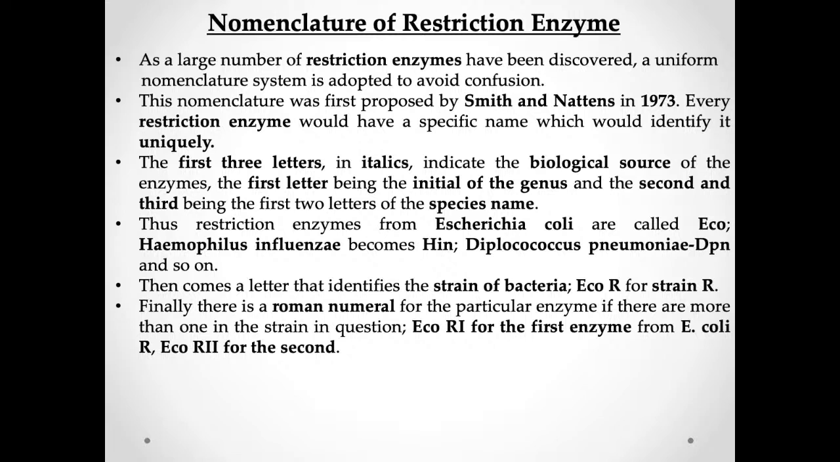Thus restriction enzymes from E. coli are called Eco, from Haemophilus influenzae it's Hin, and Diplococcus pneumoniae is Dpn, and so on. Then comes the letter for the strain of the bacteria, that is, which strain it belongs to. For example, strain R, then EcoR. Finally, there's a Roman numeral for the particular enzyme if there is more than one in the strain in question, that is, EcoRI, EcoRII, EcoRIII, and so on. So that's how E is the genus, co is the species, R is the strain, and the Roman numeral tells which enzyme it is. That's how the names of these restriction enzymes are given.